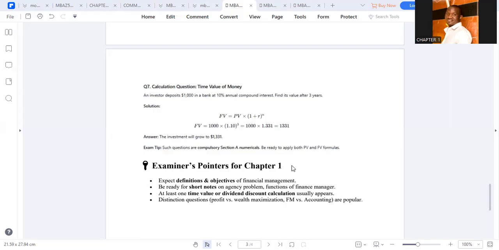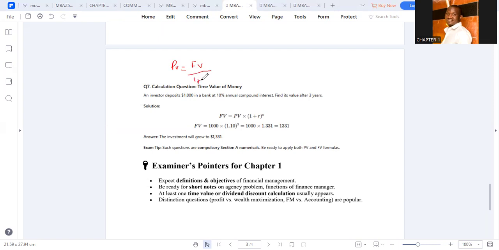So these questions come in. Present value is the opposite. You just make PV the subject. The formula for present value we covered in the previous class. PV is equal to what? Future value over 1 plus R to the power time.